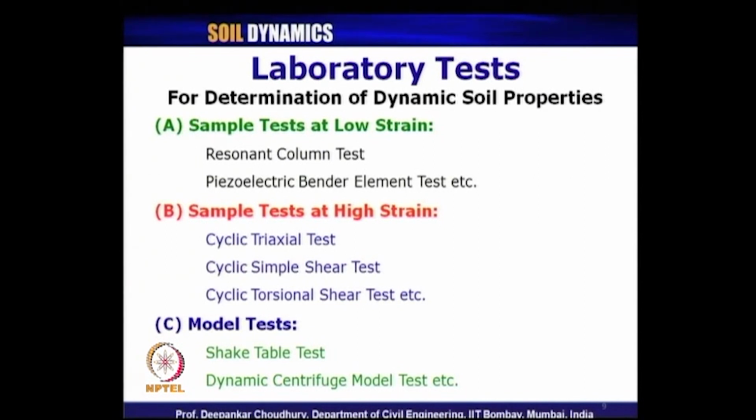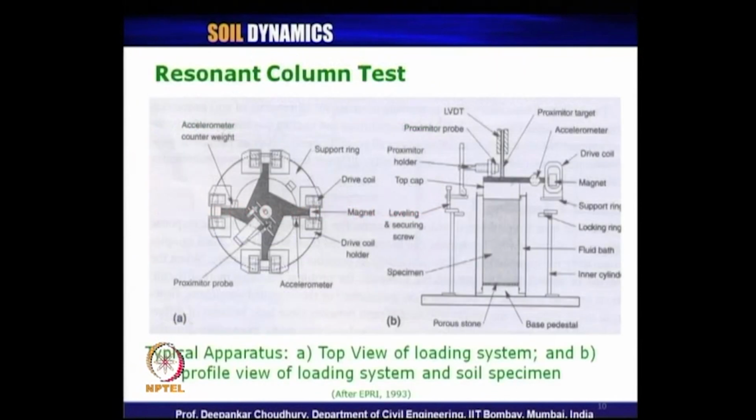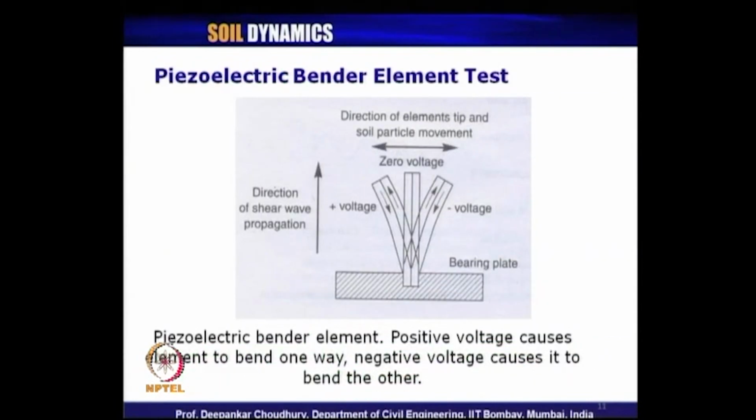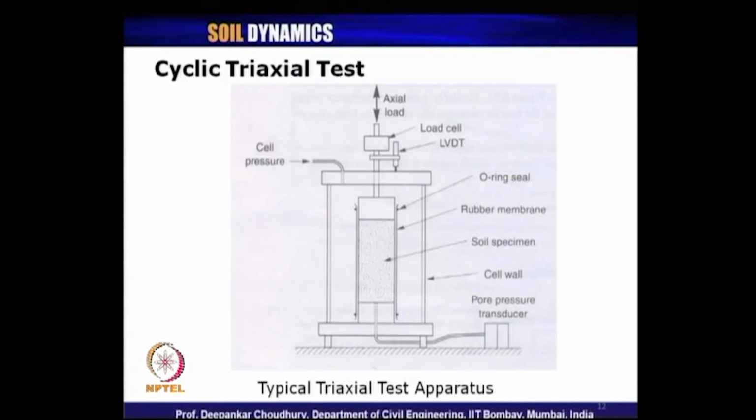And for sample test at high strain, we have seen cyclic triaxial test, cyclic simple shear test, cyclic torsional shear test, etc. And for model test, we have seen shake table test, dynamic centrifuge model test, etc. The schematic diagram for the resonant column test we have seen, and the basic concept we have understood. Then the piezoelectric bender element test also we have seen.